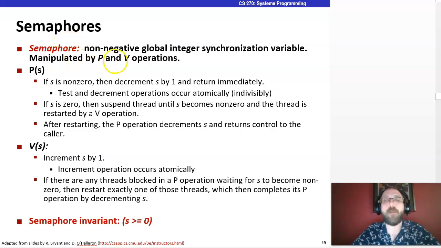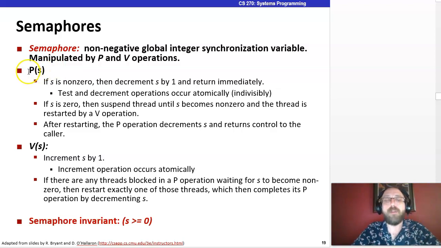So we have two operations on semaphores called P and V. And this is where the fact that Edsger Dijkstra is Dutch, or was Dutch, comes in. P stands for proberen in Dutch, which means to test. V stands for verhogen, which means to increment. So you can think of them as test and increment, if that makes it easier to remember. But P and V are what they're usually called in the computer science literature.